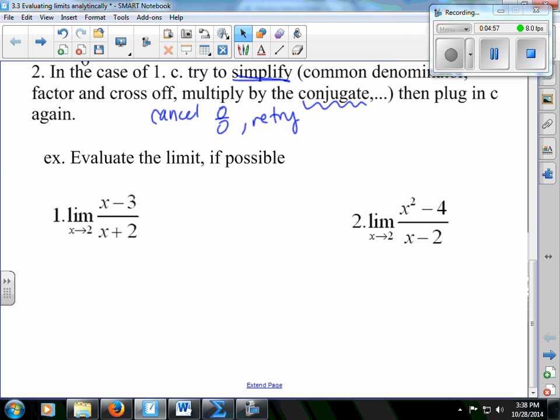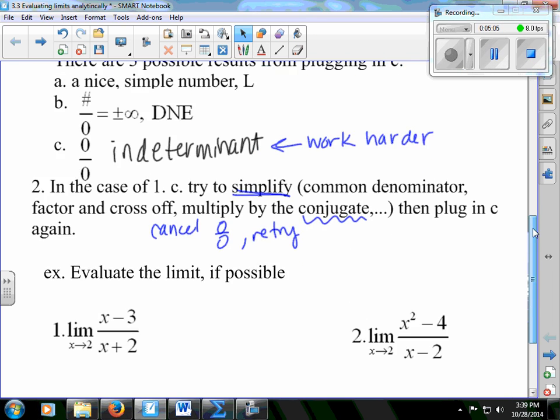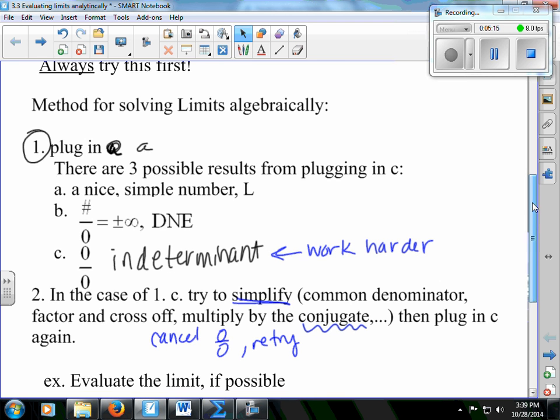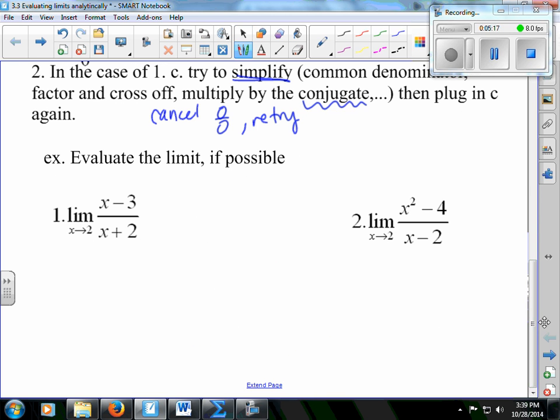Our first example, we have the limit as x approaches 2 of x minus 3 over x plus 2. And if you look back up at the method I give you for how to evaluate a limit algebraically, the very first step is to plug in the number in question, a. All right, so in this example, x is approaching the number 2. So I'm going to simply replace x with the number 2. When I simplify this, I get negative 1 divided by 4. That is a number, and that is my answer.